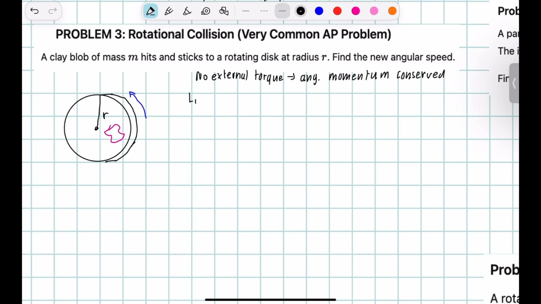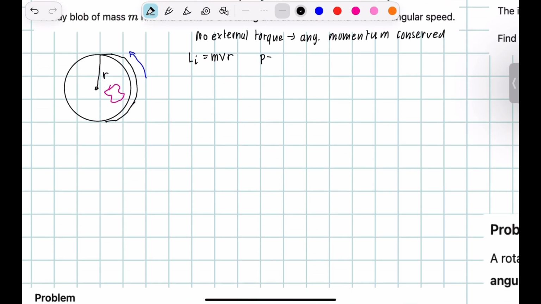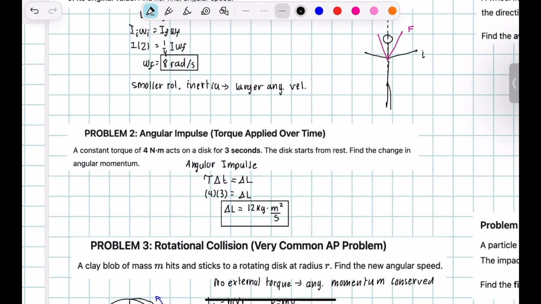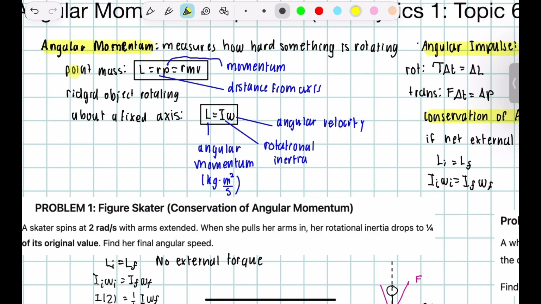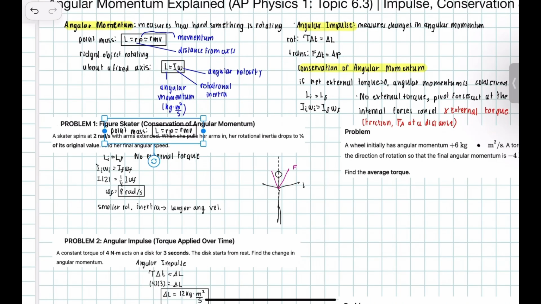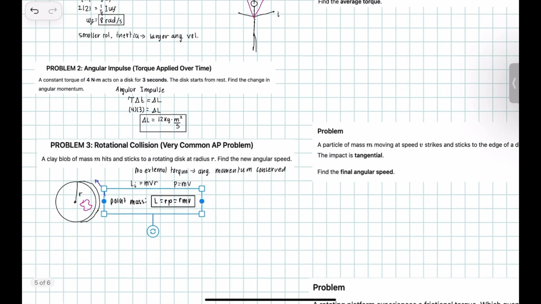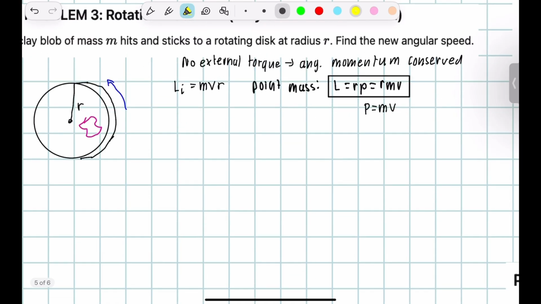We can just write the initial momentum, which is mass times velocity times the radius, which we get from P is equal to mv. But remember that up here we have this form for a point mass. So let's bring this formula down here so we remember. This was a point mass, so you actually use this formula, because it's just a blob of clay. So we have this for the initial, and then we want to write the final.